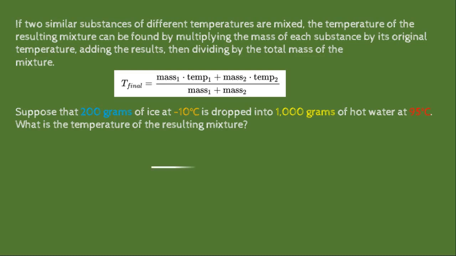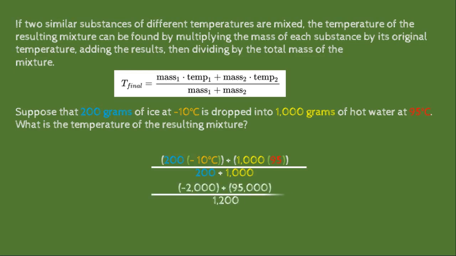All we have to do is plug in all these numbers to the original equation. So the first mass would be 200 grams. The first temperature would be -10 degrees Celsius, plus the second mass, which is 1,000 grams, times the second temperature, which is 95 degrees Celsius. We then do a division of the first mass plus mass number 2, which is 200 grams plus 1,000 grams.